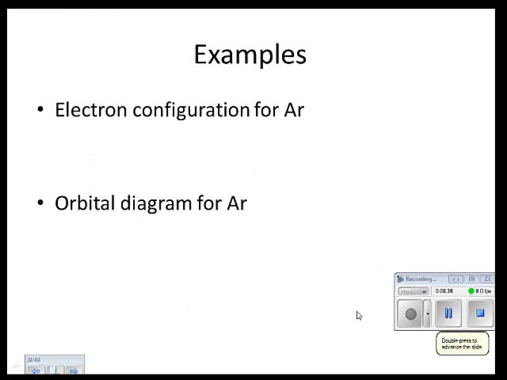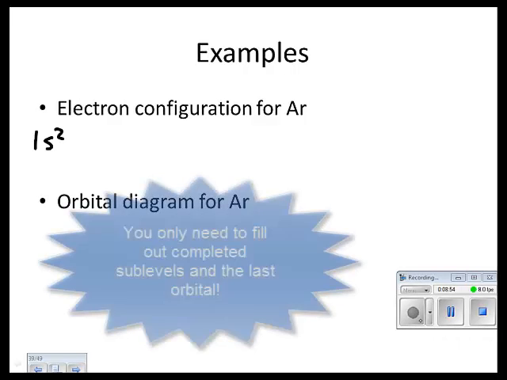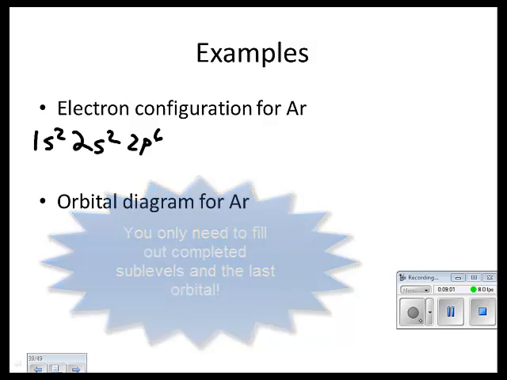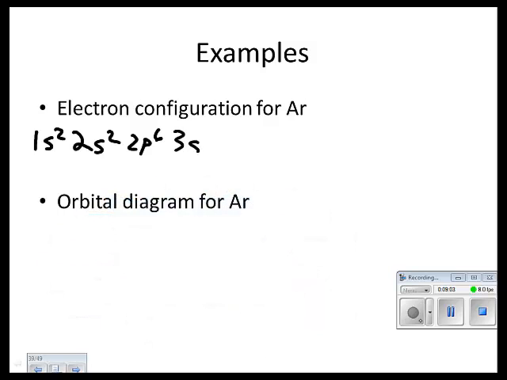Okay, now let's run through some examples. Let's go through the electron configuration for argon. You see argon's in the 3rd period, it's a noble gas. So you go 1s2, 2s2, 2p6. That puts you at neon. You come back and you go 3s2, 3p6, and there you are, argon.